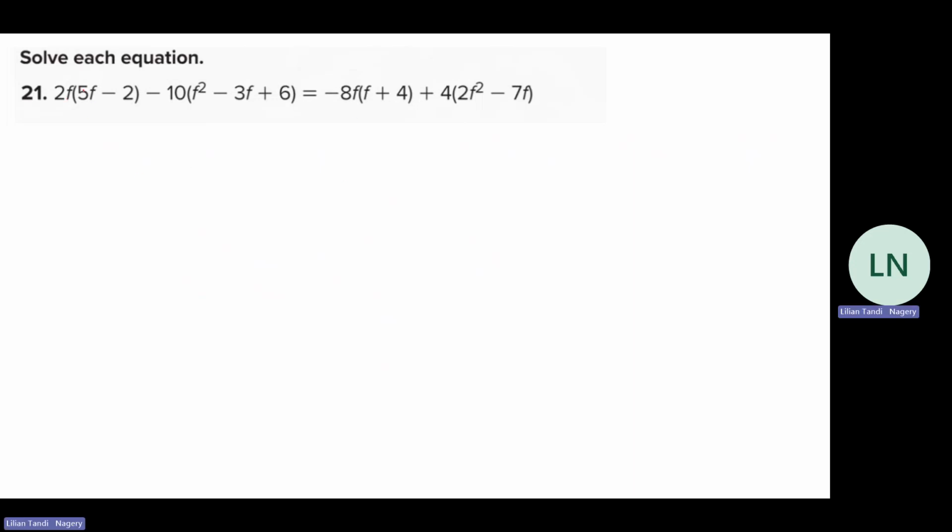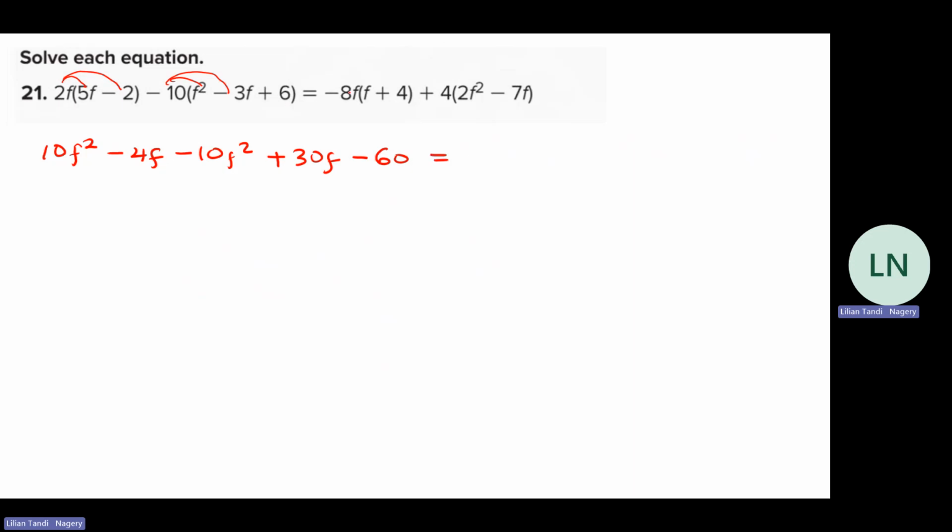Okay, do this. 10f squared minus 4f. Negative 10f squared plus 30f minus 60. Because negative 10 times negative 3, positive 30. And then the f, and then negative 10 times 6, negative 60.